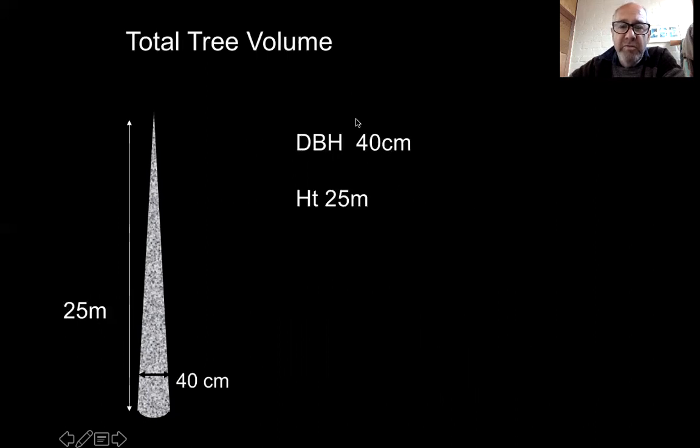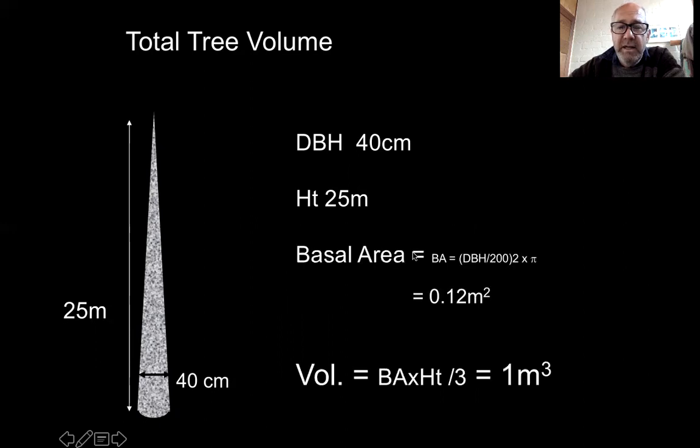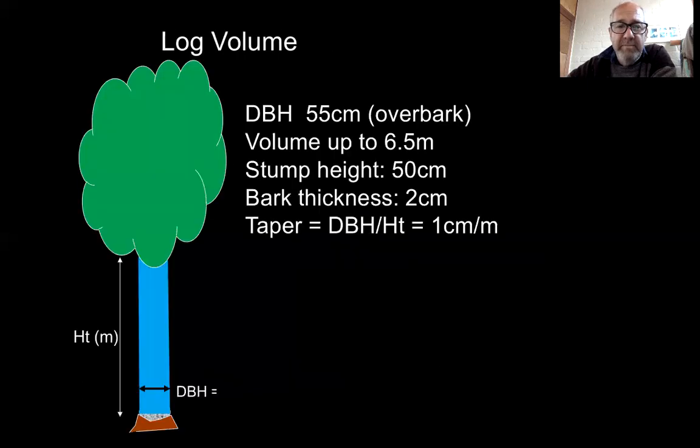So let's assume we've got a tree 40 centimeters in diameter, 25 meters tall. We can calculate the basal area at 0.12 meters squared, and then we get basal area times height divided by 3. That is 1 cubic meter of wood in its total height and diameter. So if you want a cubic meter of firewood, for example, that's the sort of tree you'd be after.